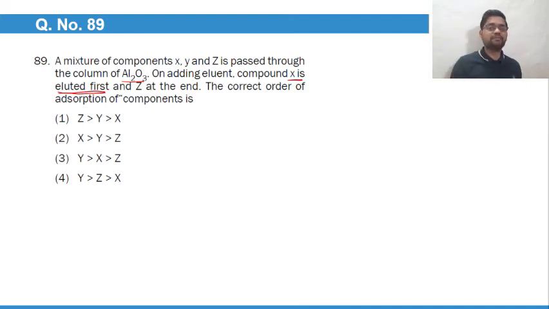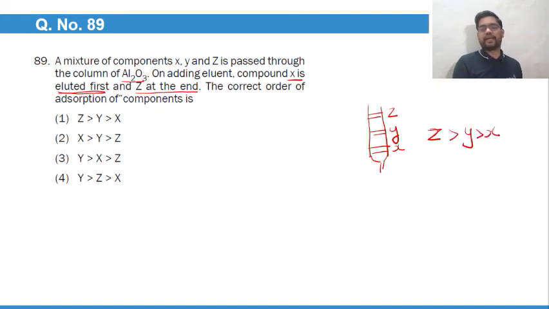And since it is present at the bottom, that means its adsorption is very much less. The correct order of adsorption is: X is eluted first, Z is eluted at the end. So if you see in the column chromatography, here will be X because it is getting eluted first, and here will be Z, and in the middle it will be Y. So the correct order of adsorption: Z is getting adsorbed more than Y, than X. So the first option, 89 option number 1, will be the best answer.